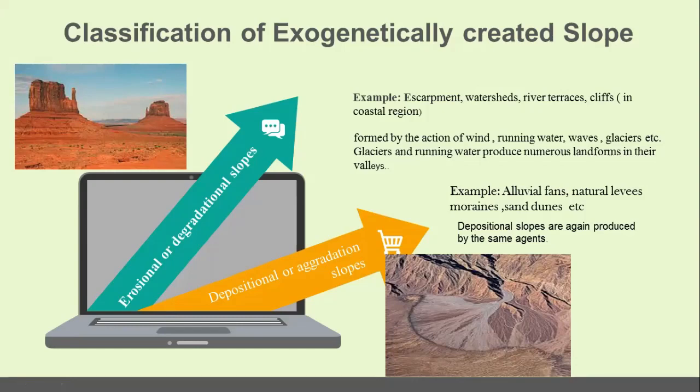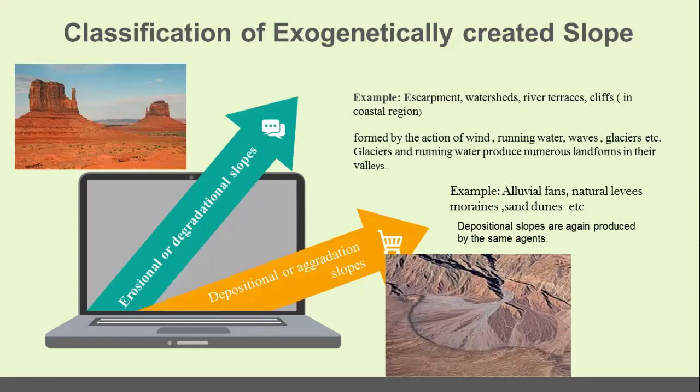So for details upon this King's slope idea, you can go through the King's slope idea video. Next, we have the deposition or aggradational slopes. So they are again not different types of any other agent. The same agents which are eroding, the same agents will be depositing. So depositional or aggradational slopes are formed by the same agents of wind, running water, waves, glaciers, etc.